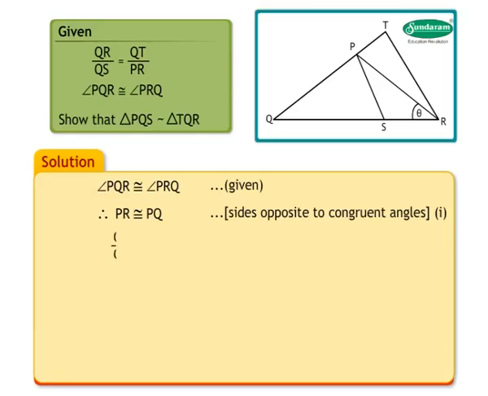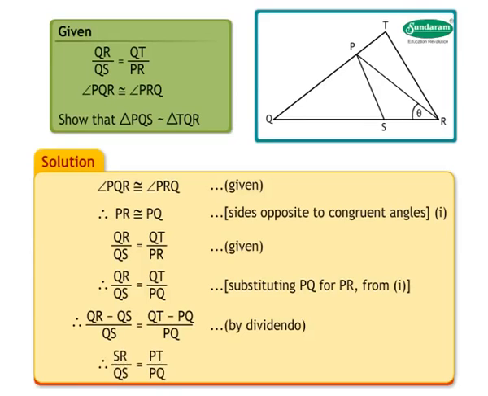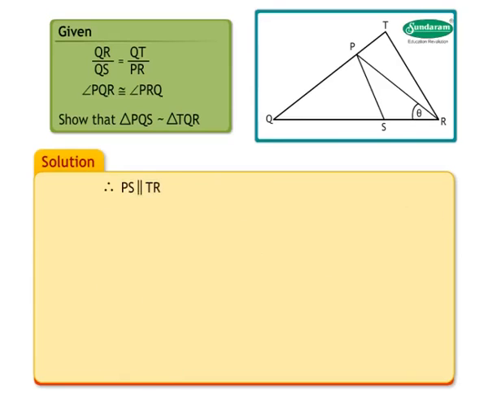Now, it is given that QR upon QS is equal to QT upon PR. Therefore, by substituting PQ for PR from statement 1, we get QR upon QS is equal to QT upon PQ. Therefore, by dividendo, QR minus QS upon QS is equal to QT minus PQ upon PQ. Therefore, SR upon QS is equal to PT upon PQ. Therefore, by converse of basic proportionality theorem, we get PS parallel to TR.